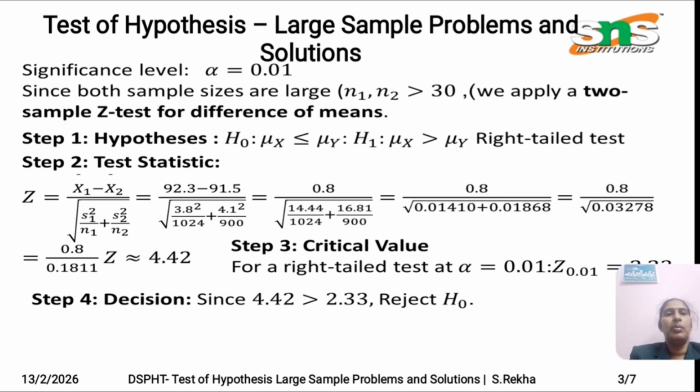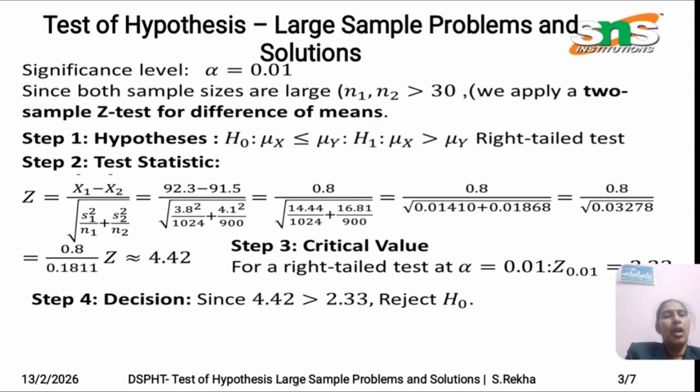If n1 and n2 are greater than 30, we have to apply the large sample, and since the two sample means are given, we can apply the two sample mean concept, that is (x1 minus x2) divided by the root of s1 square by n1 plus s2 square by n2. This is the test statistic using z, which comes under the normal distribution. Applying it, 92.3 minus 91.5 over the root of 3.8 square by 1024 plus 4.1 square by 900. If you simplify, you get 0.8 by 0.188, which is 4.42.